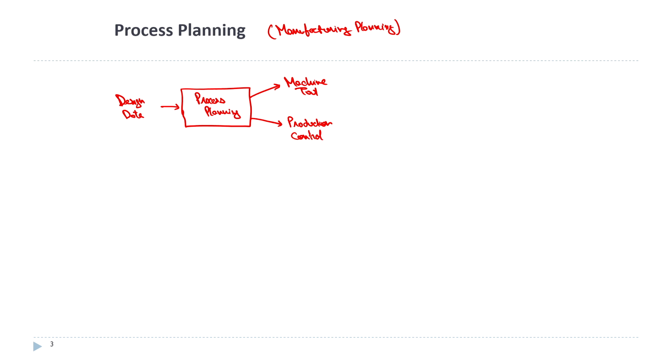In production control, there could be scheduling, there could be routing, and certain other activities. If I try to list those activities, I will definitely start with routing. That is, we make certain documents that we call operation sheets or route sheets that let us know how the specific job would be manufactured.